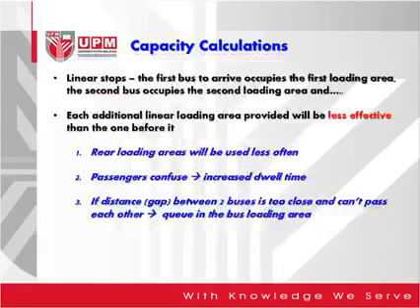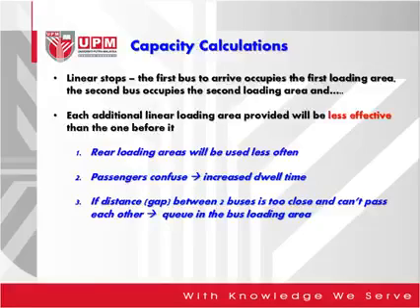Linear bus stop is the most common online bus stop. Usually it only has 1 or 2 loading areas. When we have too many loading areas for a linear bus stop, it becomes less effective for 3 reasons. First, the rear loading area will be used less often. Second, passengers will get confused, and this will increase the dwell time.